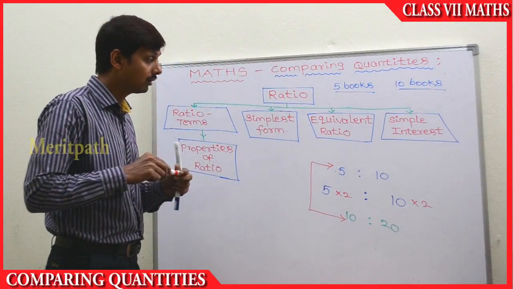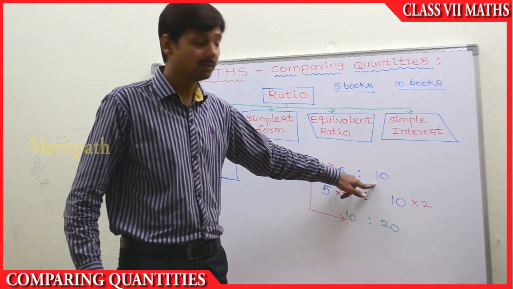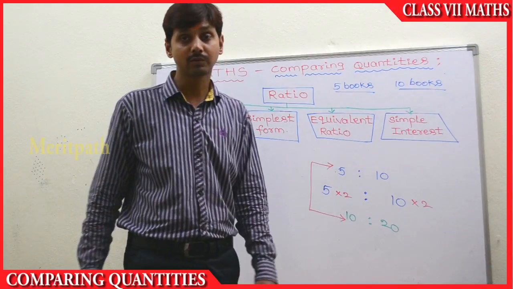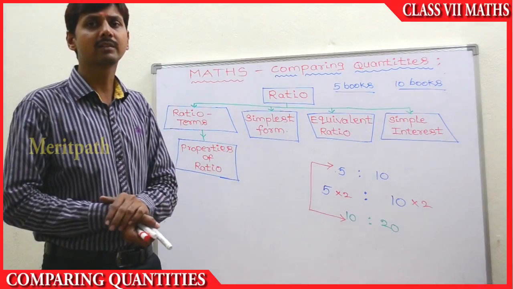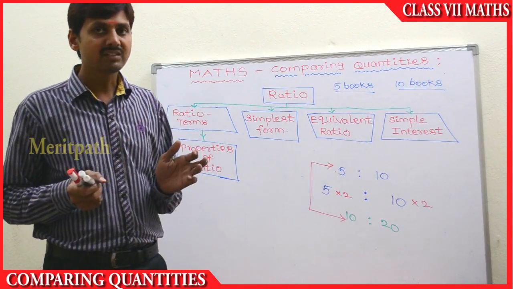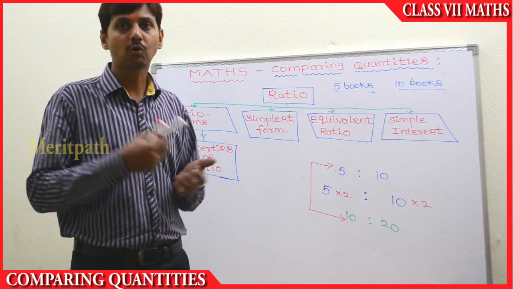We compare both. We get 1:2 because we cancel by 5 in the first, and in the second we cancel by 10. We get 1:2. These are similar. So what we understood is that if the antecedent and consequent are multiplied by a constant number, the ratio will be the same. It will not change.